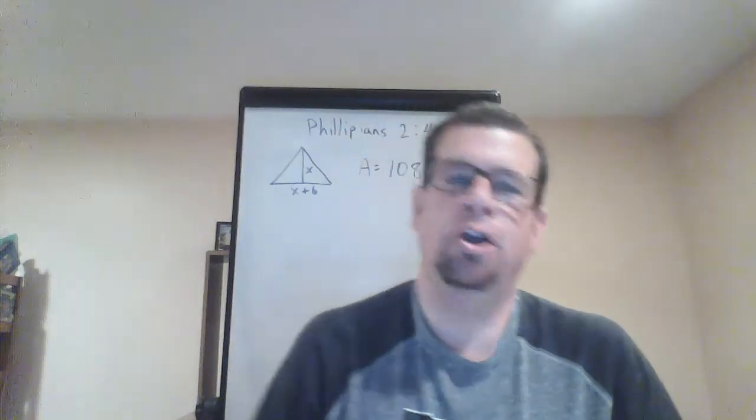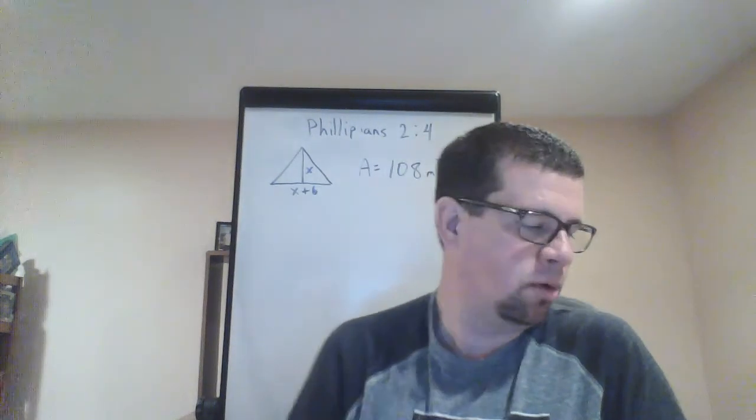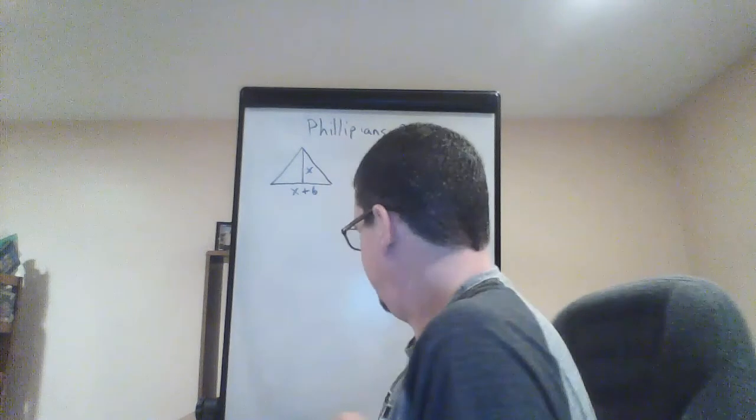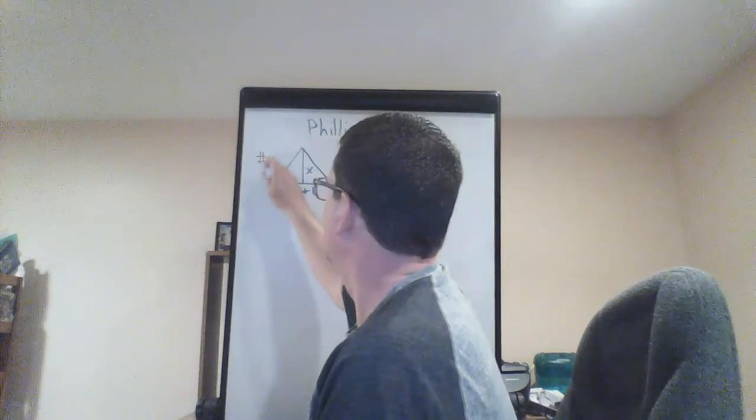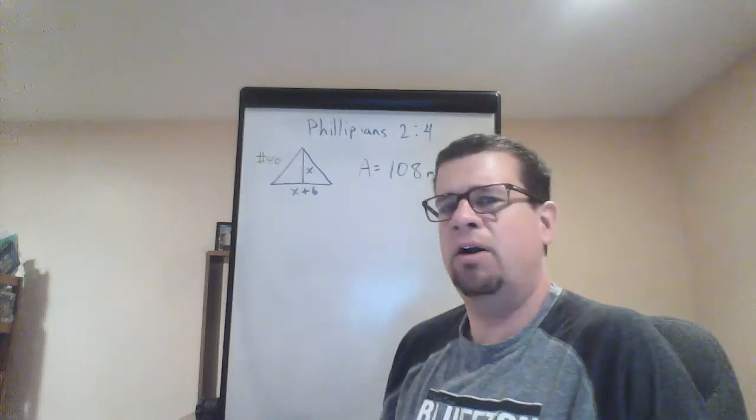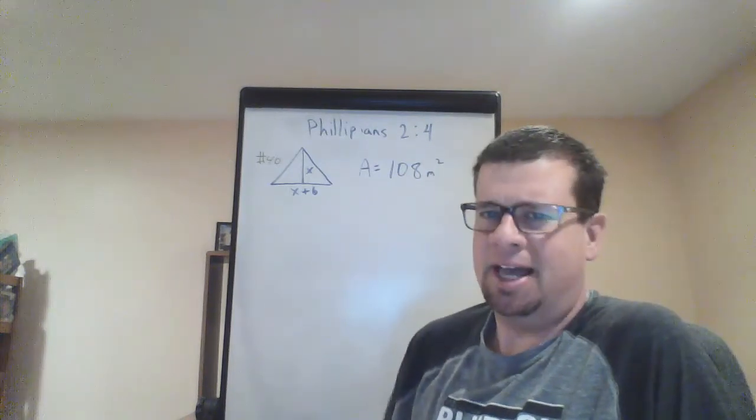Hey guys, continuing to look at the homework on 10.5. And this one is actually number 40. All right, so this is number 40 on 10.5 and has to do with the area of a triangle, and finding then the height of that triangle.